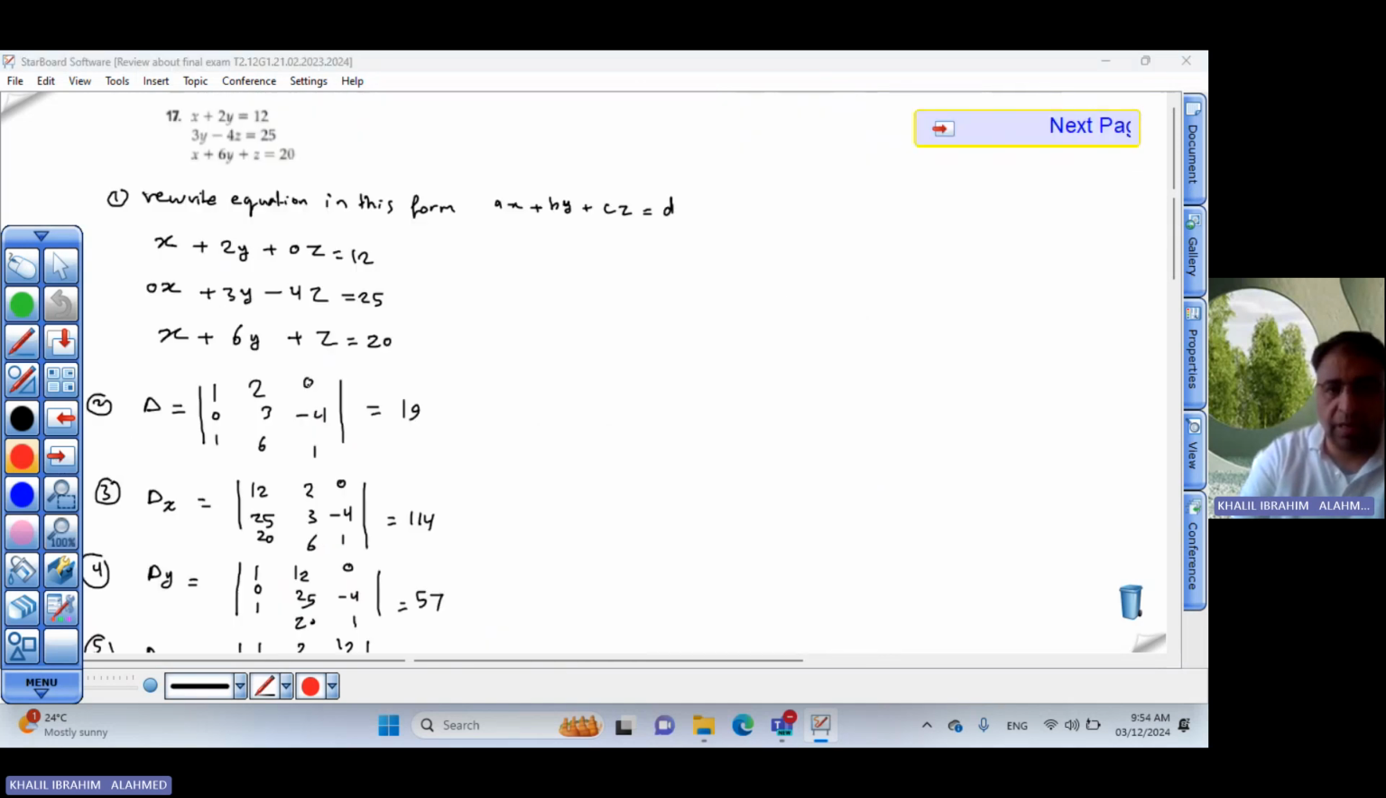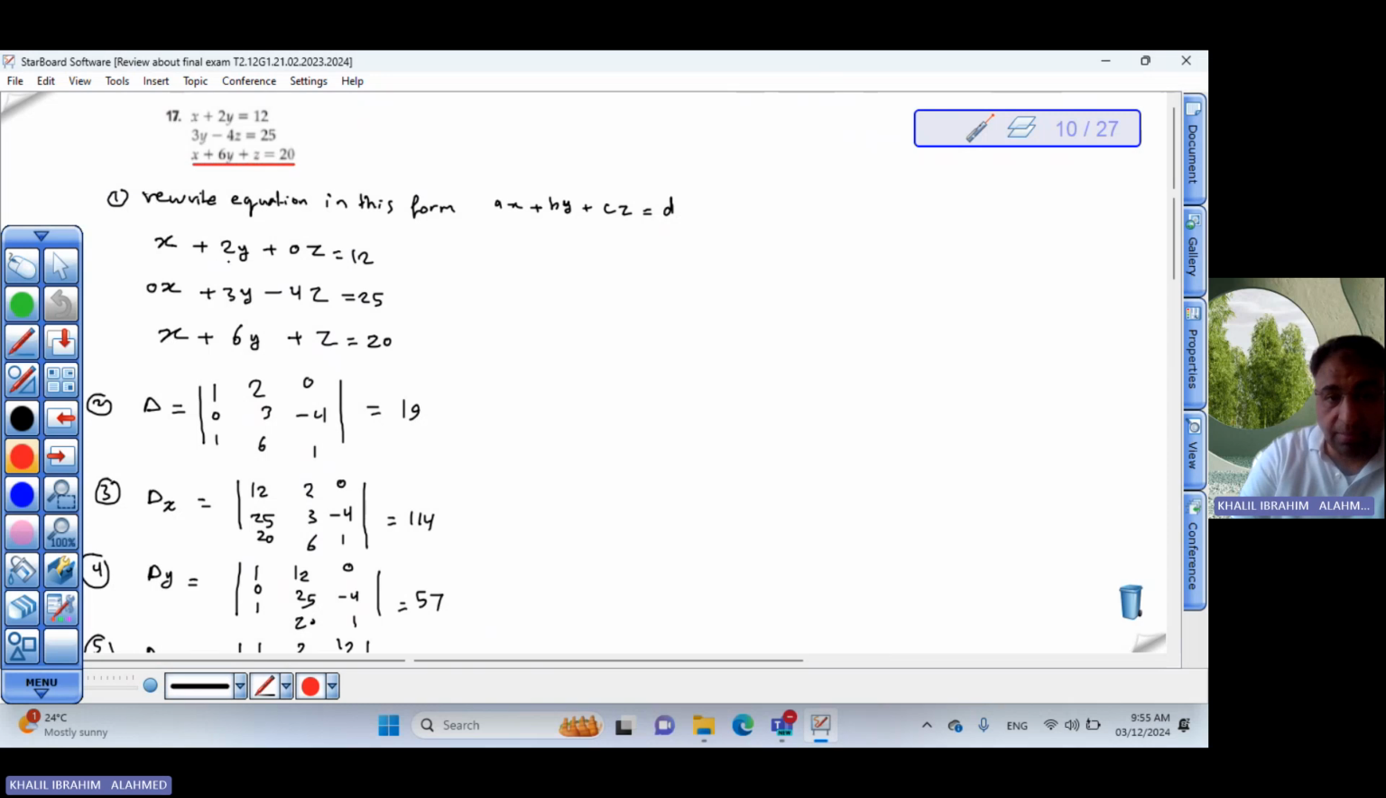Okay, let's move to the next question in the written department of the final exam. We can take also this, no, sorry, the same example 17, or question 17. Rewrite the equation in this form. It's a very important point to write the equation in this form: ax plus by plus cz equals d. As you see here, like this. Okay, like the last equation.